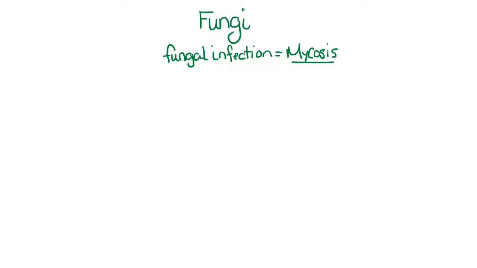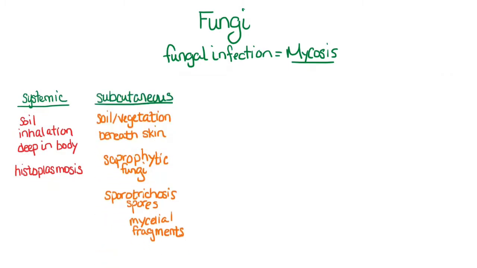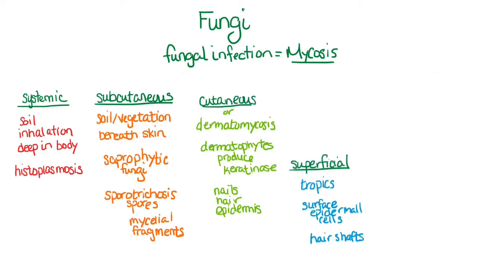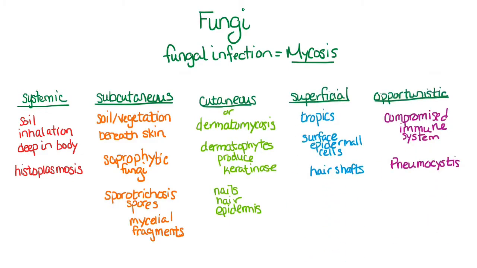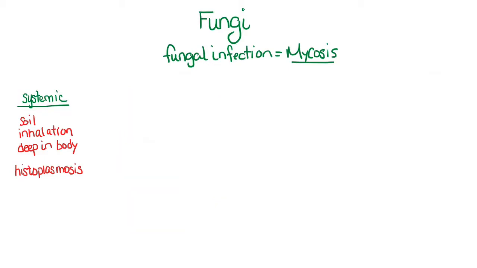Fungi. Mycosis is the fungal infection. Here we're going to talk about five topics. The first one is systemic. The next one, subcutaneous mycosis. We have cutaneous mycosis, superficial mycosis, and opportunistic pathogens. And yes, fungi can be pathogens. So we will talk about that.